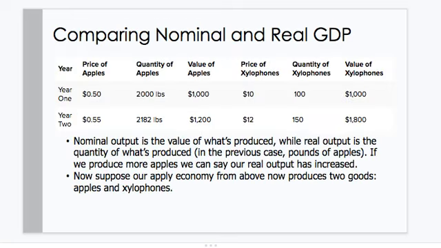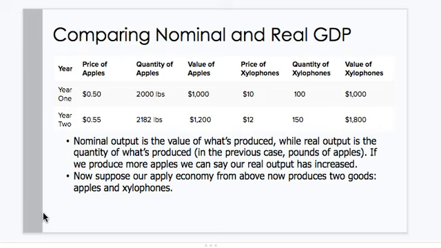So here's an example. Let's say that there's price of apples, quantity of apples. You can multiply price times quantity to get the value. You'll see that in year one. We can do price of xylophones, quantity of xylophones, and do the same thing in year one, price times quantity to get the value. Do the same process for year two. Notice that prices are changing and quantity is changing. So nominal output is the value of what's produced, while real output is the quantity of what's produced. In the previous case, pounds of apples. If we produce more apples, we can say our real output has increased.